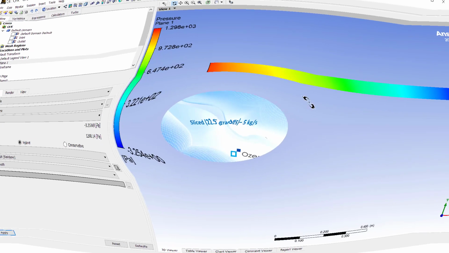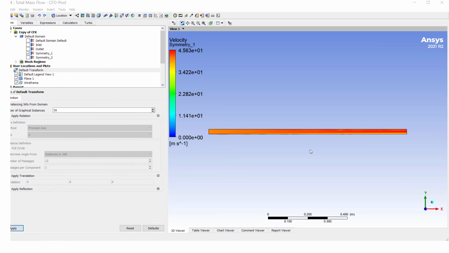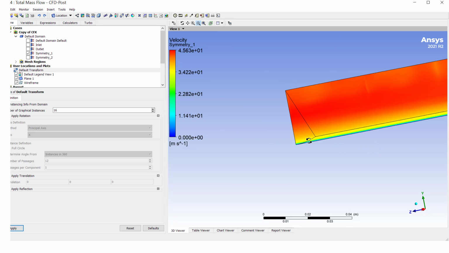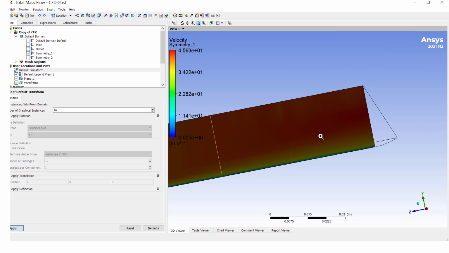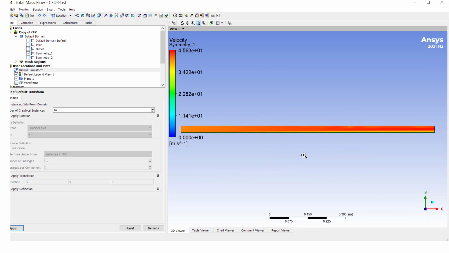Now, let's look at the result of the slice case with 5 kilograms per second. Here we can see the results for the slice case. This is the slice. I am coloring one of the symmetry planes. And here you can see that the maximum velocity is around 45.6 meters per second.